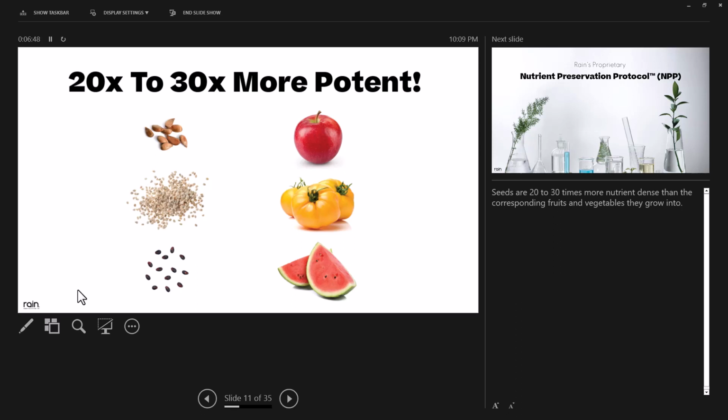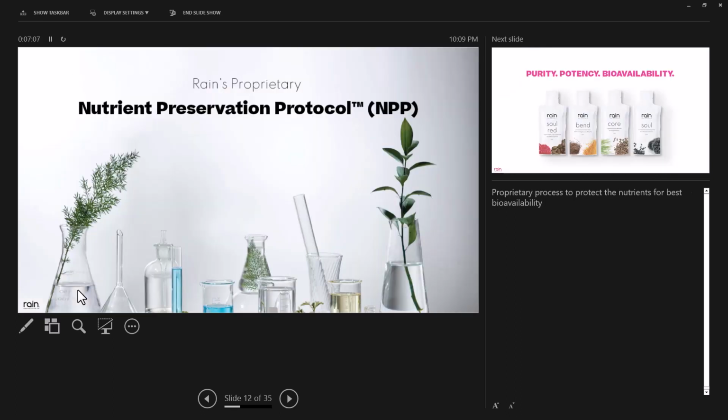20 to 30 times more potent than the plant or the leaf or the vegetable or the fruit that grows from that seed. The problem is you can't just sit down and eat a bowl full of seeds because they would go right through you. How do you get at that nutrition? How do you access it? Well, RAIN International has something called the Nutrient Preservation Protocol. All that means is that they have devised a scientific method to extract the nutrients without damaging them into usable forms for your body, so liquids and powders.